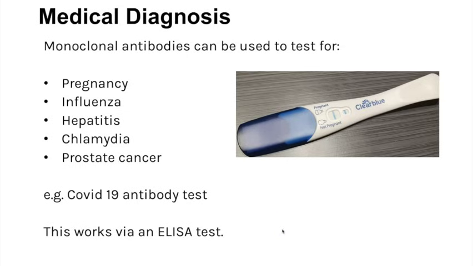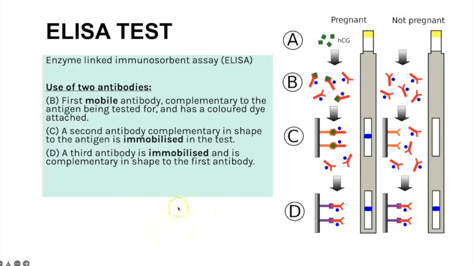Medical diagnosis is another use, and as we said, this could be in pregnancy tests, viral tests, so influenza, could be in bacterial tests as well, cancer tests. Most recently, we've seen it in COVID-19 lateral flow tests as well. And these use the ELISA test. So the ELISA test, which stands for Enzyme-Linked Immunosorbent Assay, uses two antibodies.